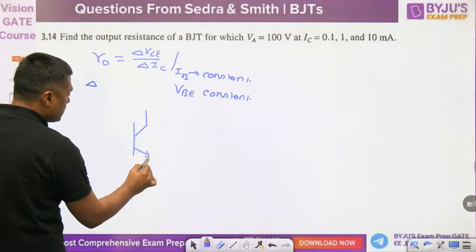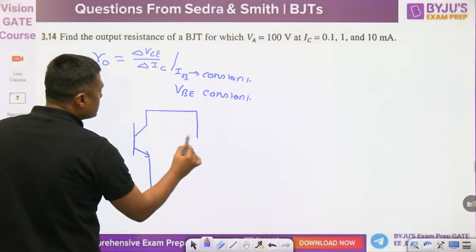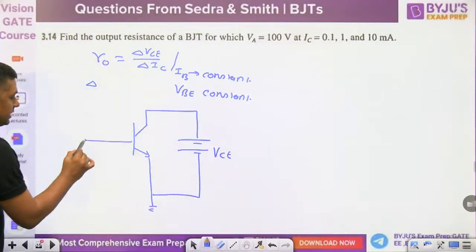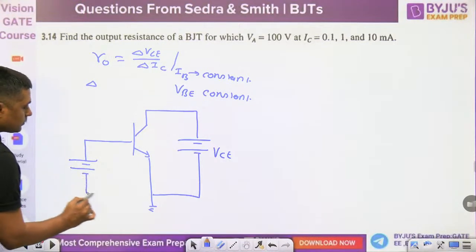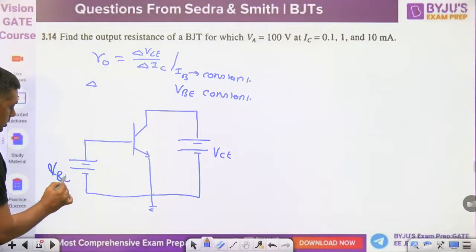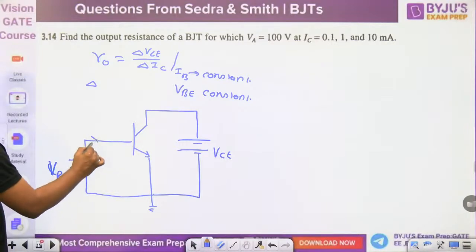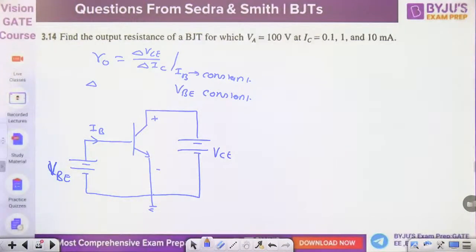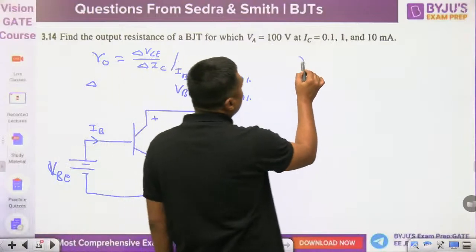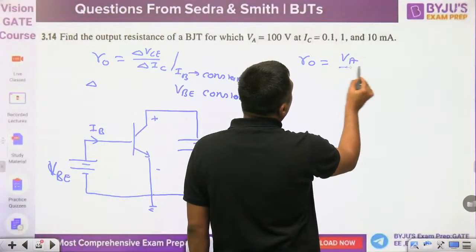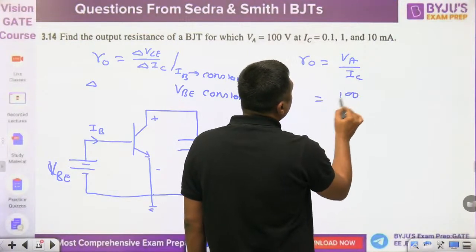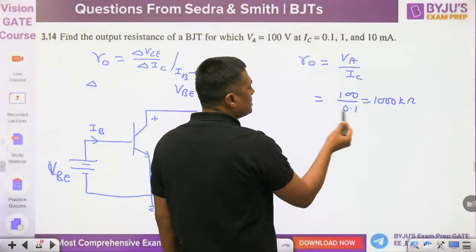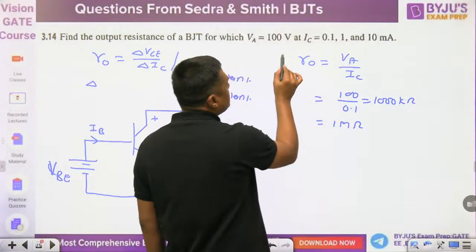For example, this is the transistor. We have two voltages: first VC, and second VB. We keep VB constant, and because of that IB will remain constant, but we change VC. So that is the diagram. Then what is R0? R0 is given by the Early voltage divided by IC. So 100 divided by 0.1 gives 1000 kilo ohm, and because it is in milliampere, it is nothing but 1 mega ohm. That is the first case.